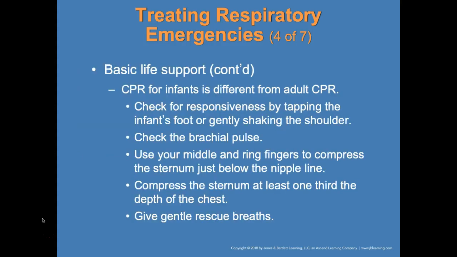And then our CPR for infants is going to be different from adult CPR as well. We're checking for responsiveness by tapping the infant's foot, gently shaking the shoulder. We're checking that brachial pulse. We're going to use the middle and ring fingers to compress the sternum just below the nipple line. Compress it to at least 1/3 the depth of the chest. And then we're giving little tiny, gentle rescue breaths.